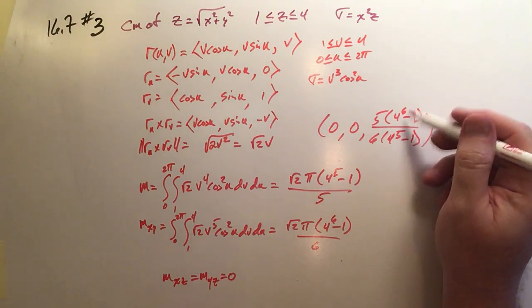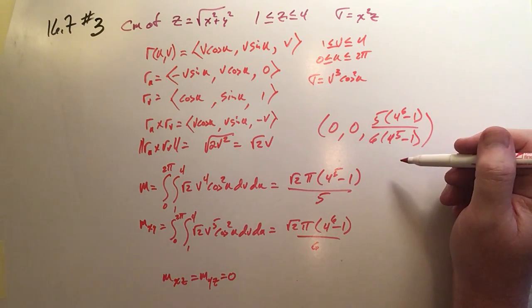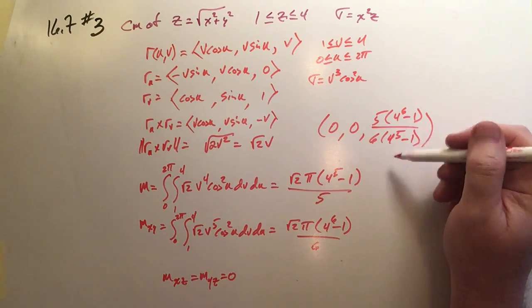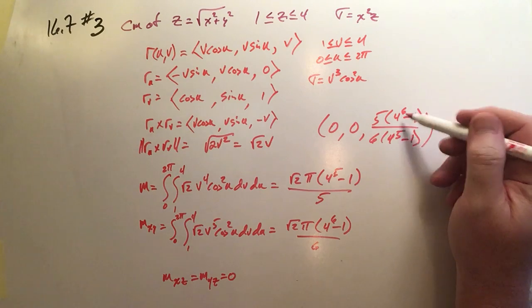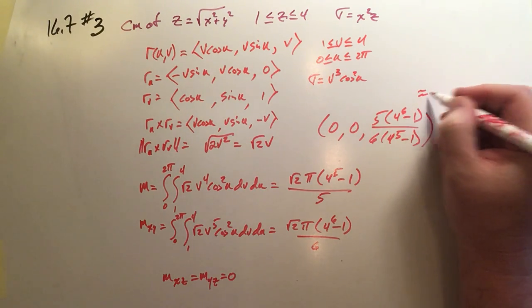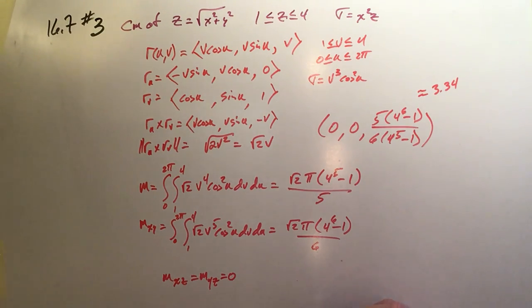So it's a number that's significantly, no, it's not less than 1. It's got to be between 1 and 4 because that's where the z parameters are. I think this turned out to be approximately 3.34. So it was pretty close to the top end, which you would expect with a cone. Most of its mass is at the top. So there it is, another center of mass question utilizing this new way of doing surface integrals.